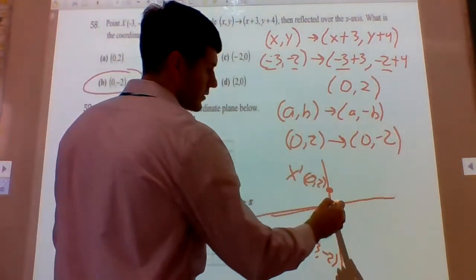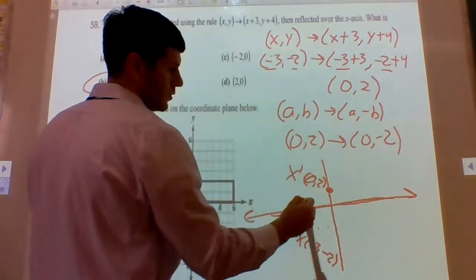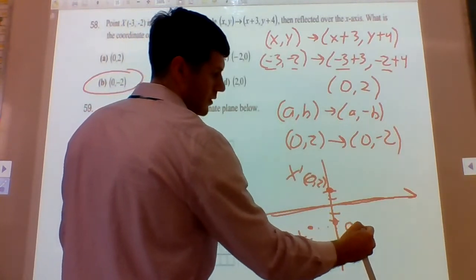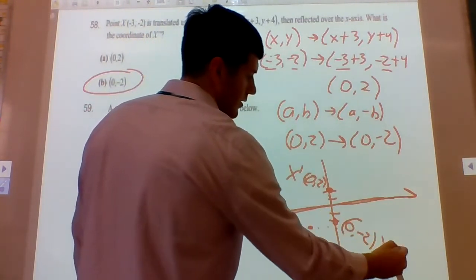Then we wanted to reflect over the x-axis. This is the x-axis right here. So it was 2 units up, and we want to go 2 units down. So it's going to be (0, -2). That's going to be X double prime.